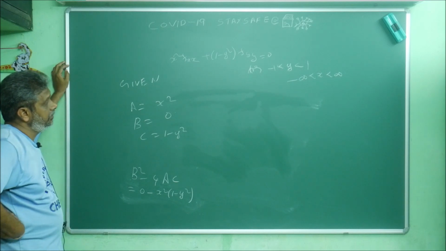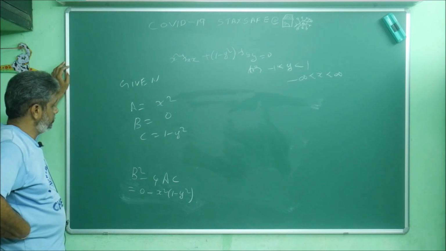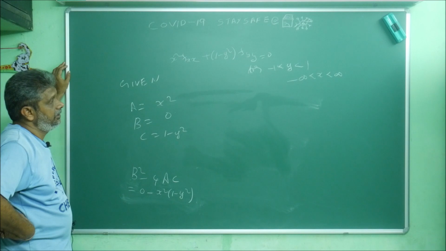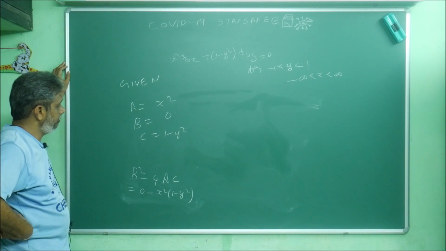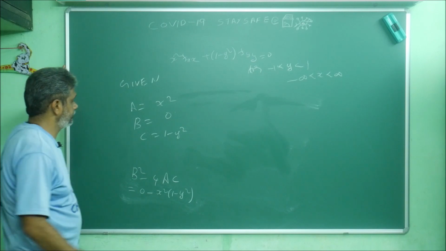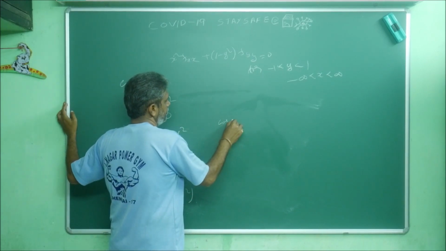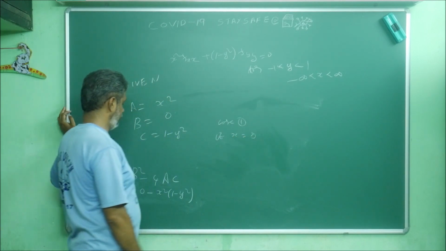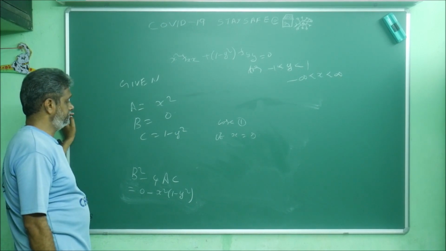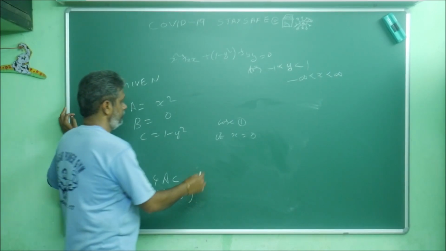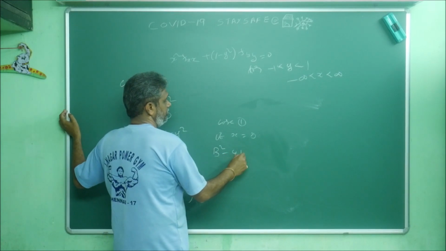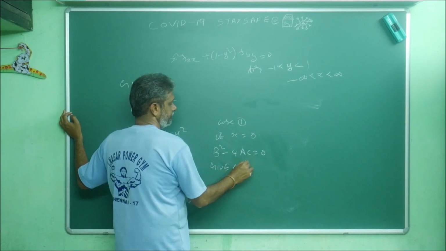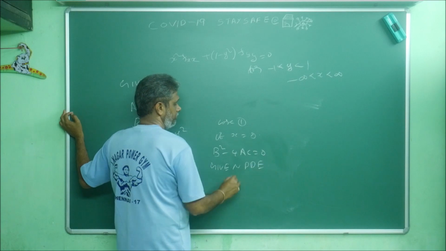But you can think, you see, two cases. Suppose x is running from minus infinity to plus infinity. Case 1: if my x is equal to 0, what will happen? 0 into anything is equal to 0. So b square minus 4ac is equal to 0. So the given PDE is parabolic.